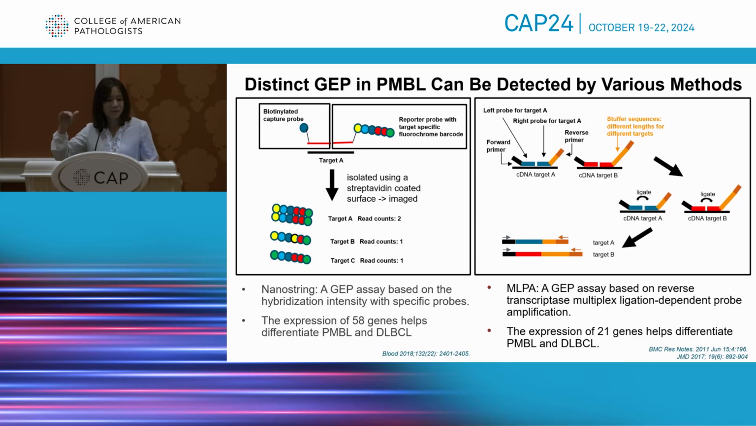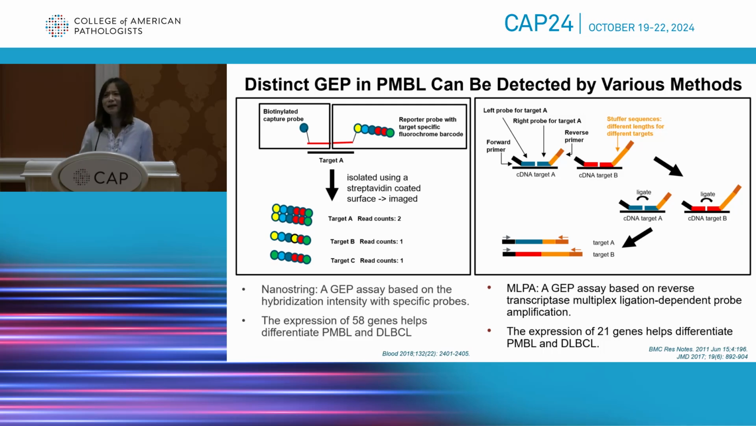So then you can imagine that if you have multiple numbers of a certain barcode, that's how we enumerate it. In this specific paper that was published in Blood in 2018, the group from Arizona proved that if you use a specific combination of 58 genes, you can distinguish a primary mediastinal large B-cell lymphoma from diffuse large B-cell lymphoma.